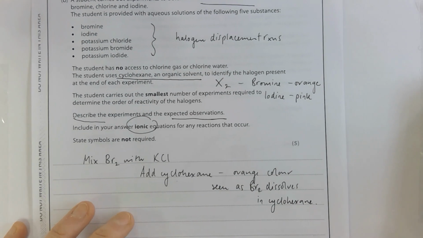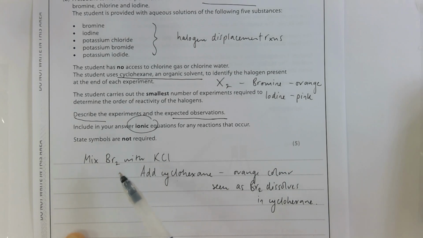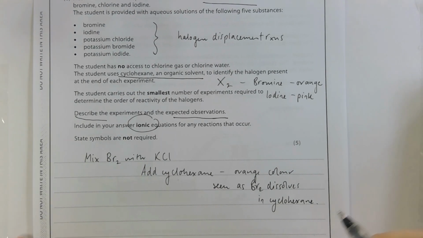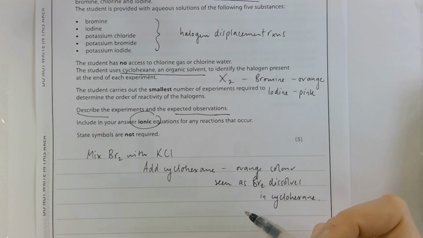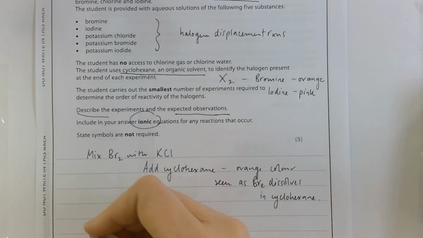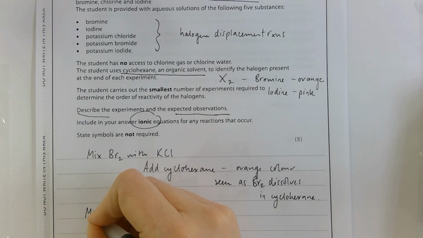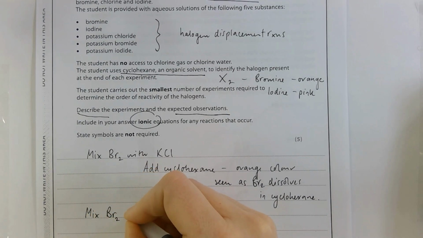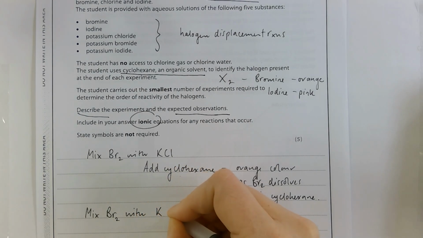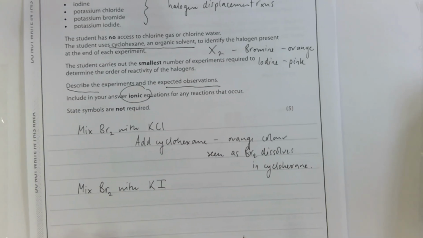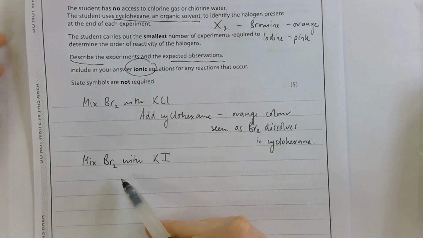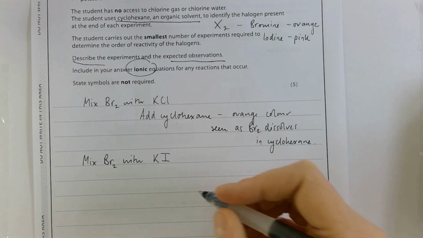And the presence of that orange colour would tell you that the bromine reactant hadn't been used, it hadn't formed a new product. Let's think of another experiment you could do. So we could add bromine to potassium iodide. Now this time bromine is higher up the group. We know that therefore the bromine is going to displace the iodine in the potassium iodide.